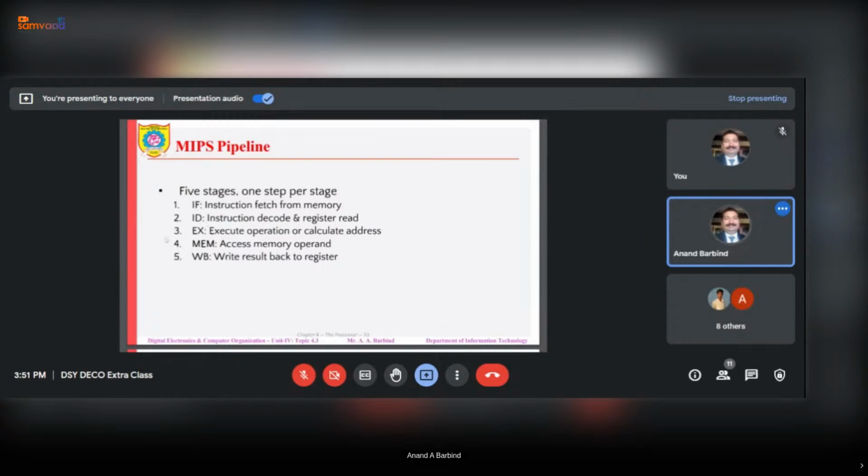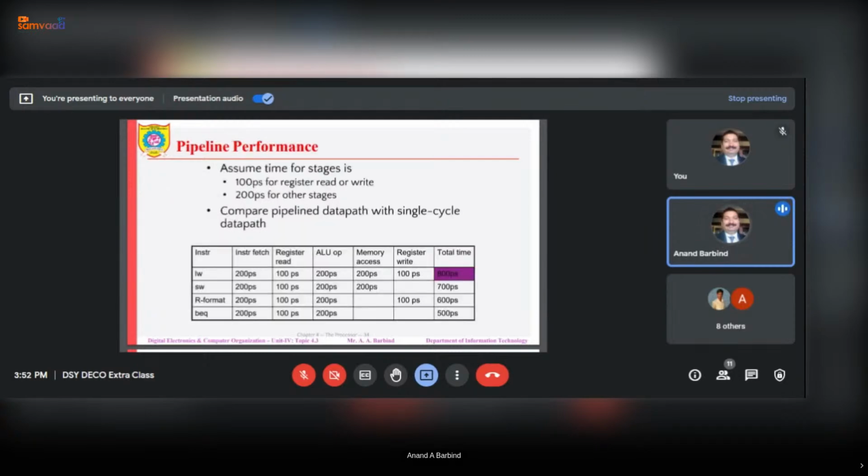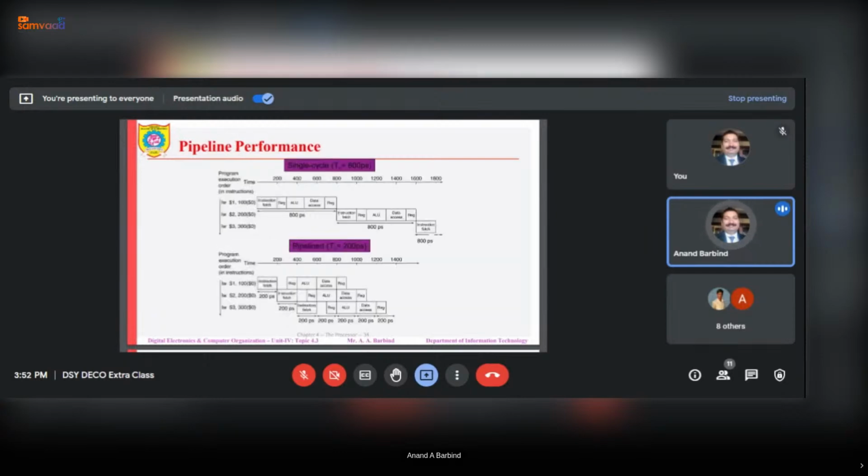So like this, any instruction can consist of five different stages, and there are five different resources in the MIPS processor to perform these five different operations. But what happens is that after one instruction is completely executed, only then does it go for the next instruction. So it takes a lot of time to execute that instruction.